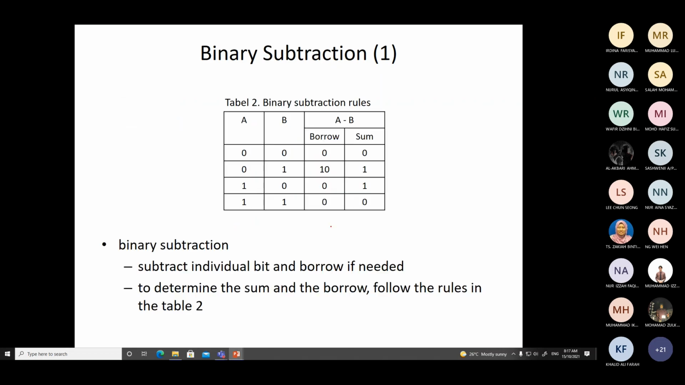Right, for binary subtraction, follow the table here. Sorry, table 2, binary subtraction rules.